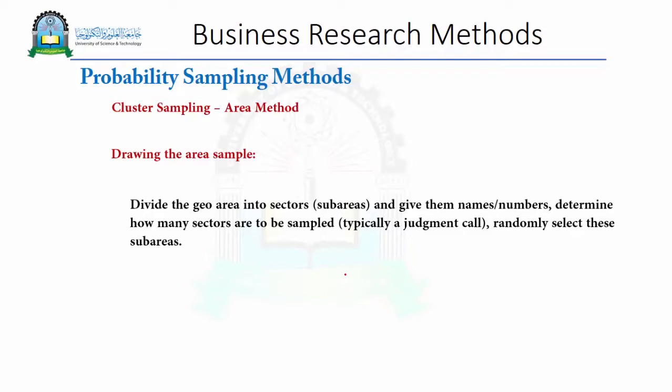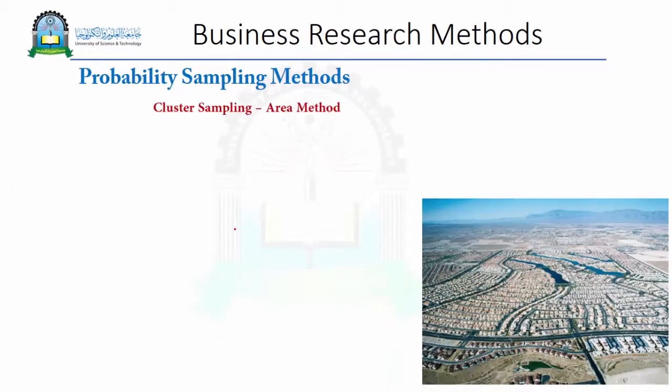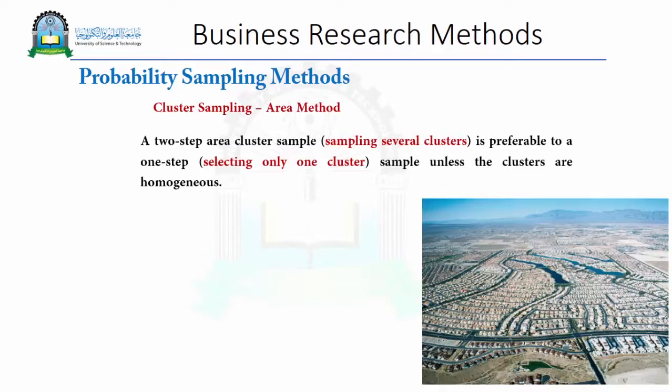Draw in the area sample, divide the geographical area into sectors, sub areas, and then give them names, numbers, determine how many sectors are to be sampled, and then typically a judgment call, randomly select these sub areas. So I can have this area divided into districts, so I might choose this district as one of my sample, or as my sample. So cluster sampling area method is a two-step area cluster sample.